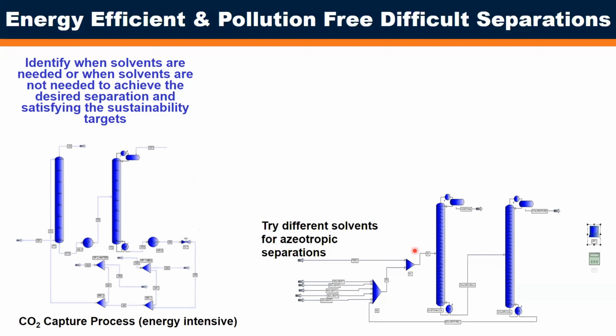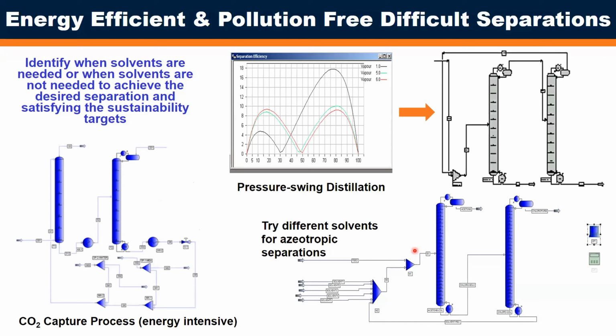It's very, very energy intensive, and the choice of solvent is really, really important in terms of the efficiency of the process. You could also look at things like pressure swing distillation. If an azeotrope or the system is sensitive to pressure changes, you might be able to just change the pressure in a second column in order to get the separation you're looking for without having to add a third component.